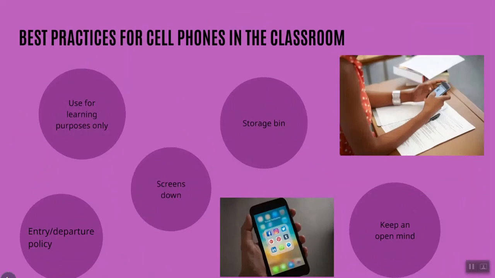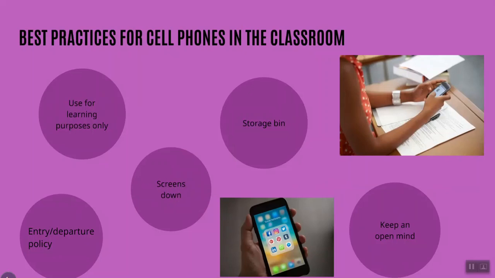Now let's look at some best practices for cell phones in the classroom. I think it is smart to have an entry and departure policy. This means upon arrival to class, students should have their cell phones turned off. Before exiting the classroom, the same thing applies. This allows students to have their phone placed in their backpack and to not be a distraction.